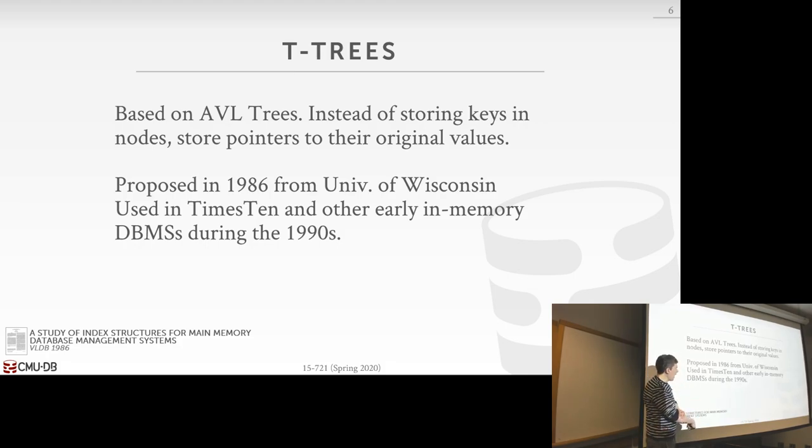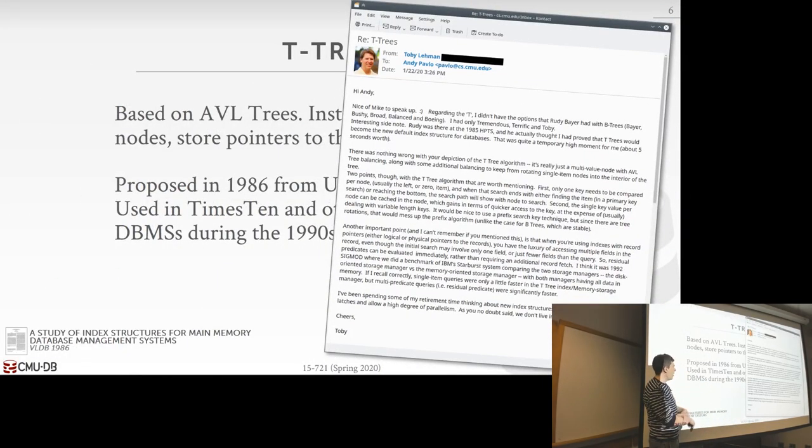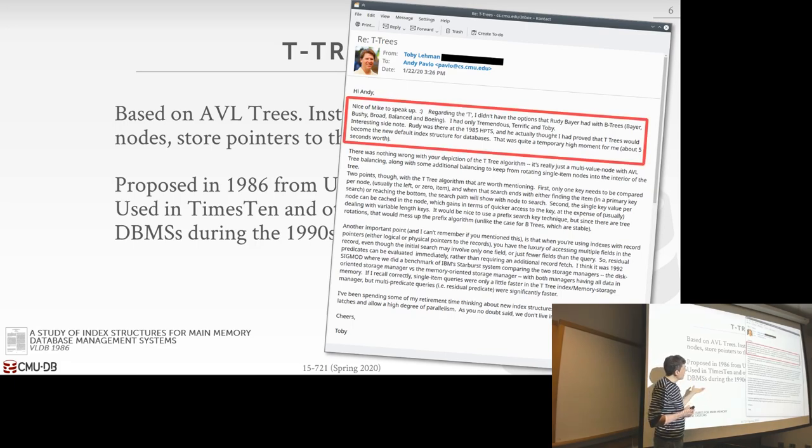And it turns out the guy that actually invented it sent me an email last month saying, hey, I see you're talking about T-trees. The mistake I always made was saying it's called a T because the node looks like a T, but he tells me I'm wrong. The guy's name is Toby Lehman. He got his PhD at the University of Wisconsin. He named it after himself. So the T in T-tree is Toby, which I think is awesome.